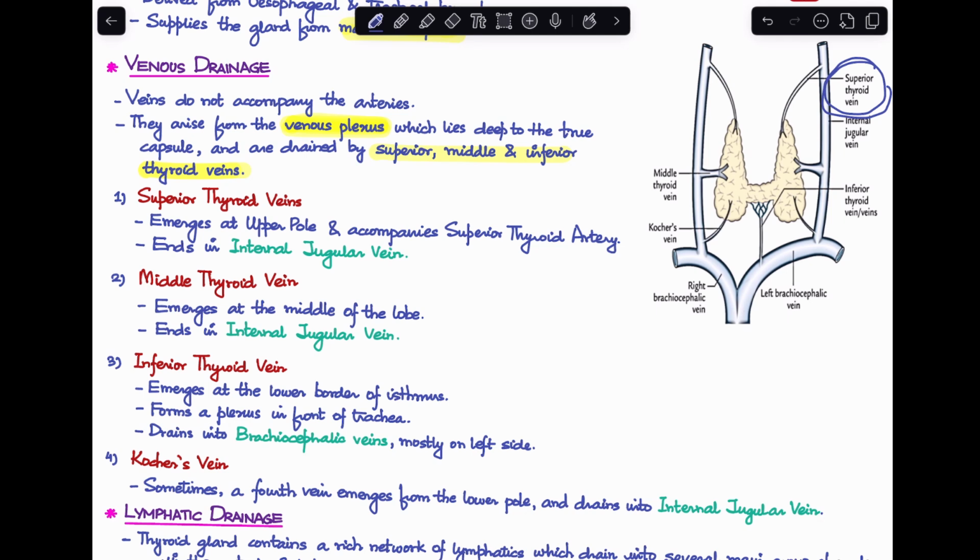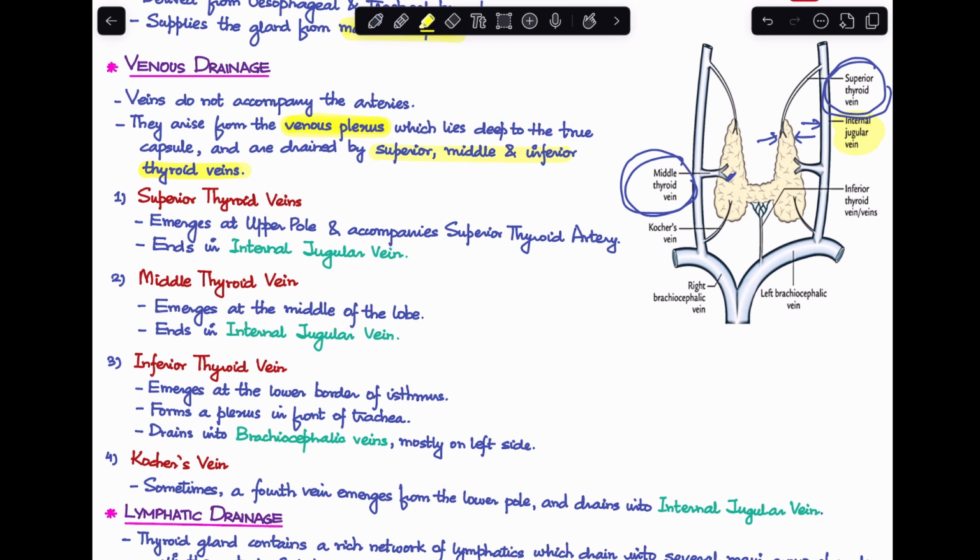Superior thyroid vein emerges at the upper pole of the thyroid gland, and it accompanies the superior thyroid artery, and then it ends up in the internal jugular vein. Next, second one is the middle thyroid vein. You can see over here, this is the middle thyroid vein. This emerges at the middle of the lobe, and this also ends up in the internal jugular vein.